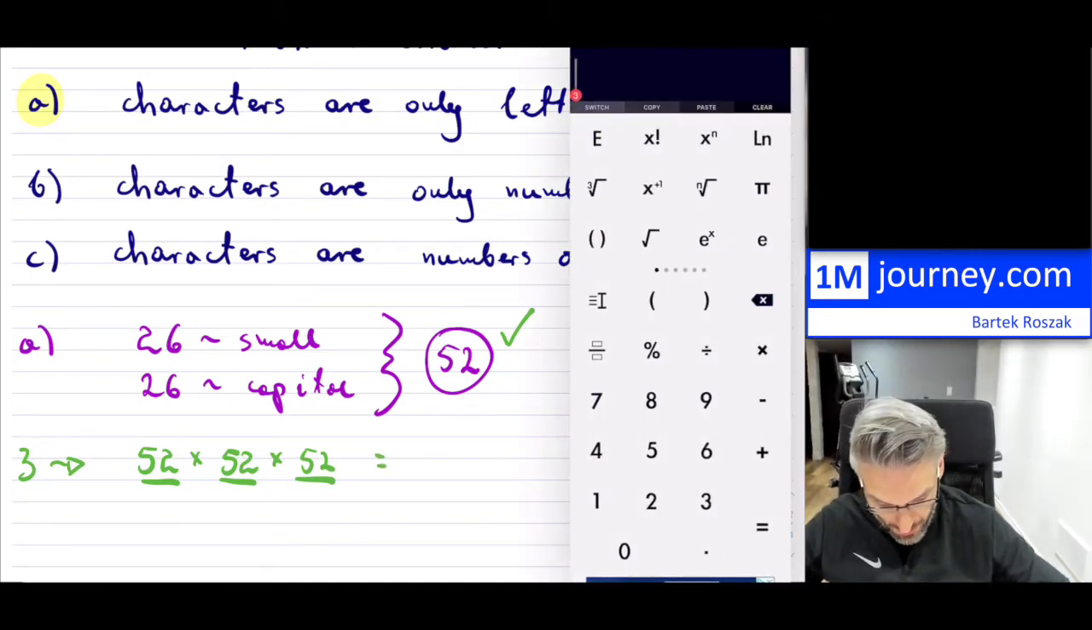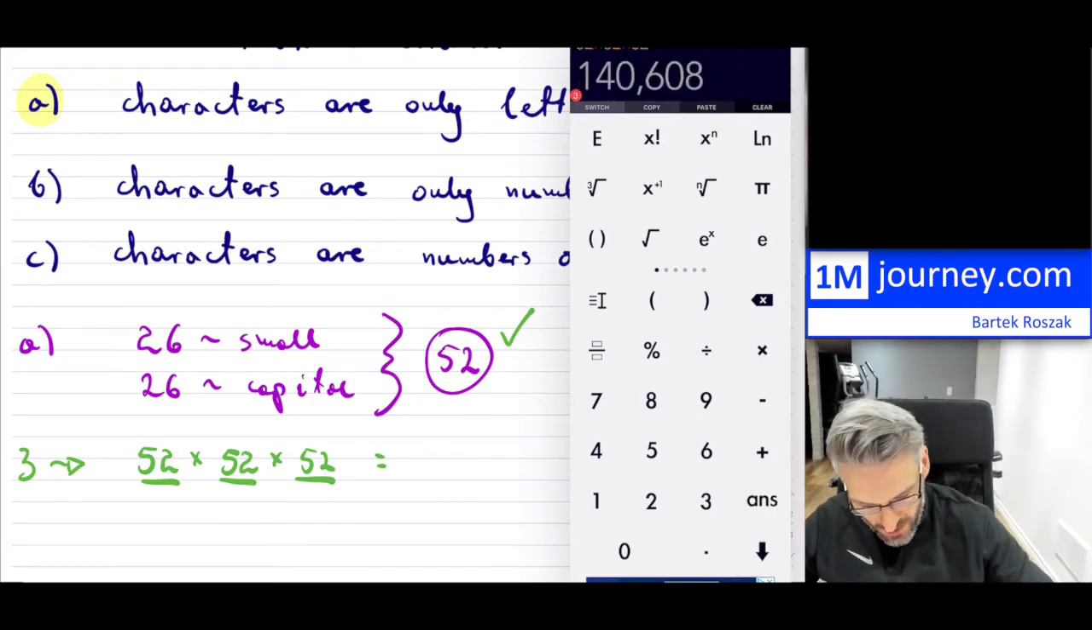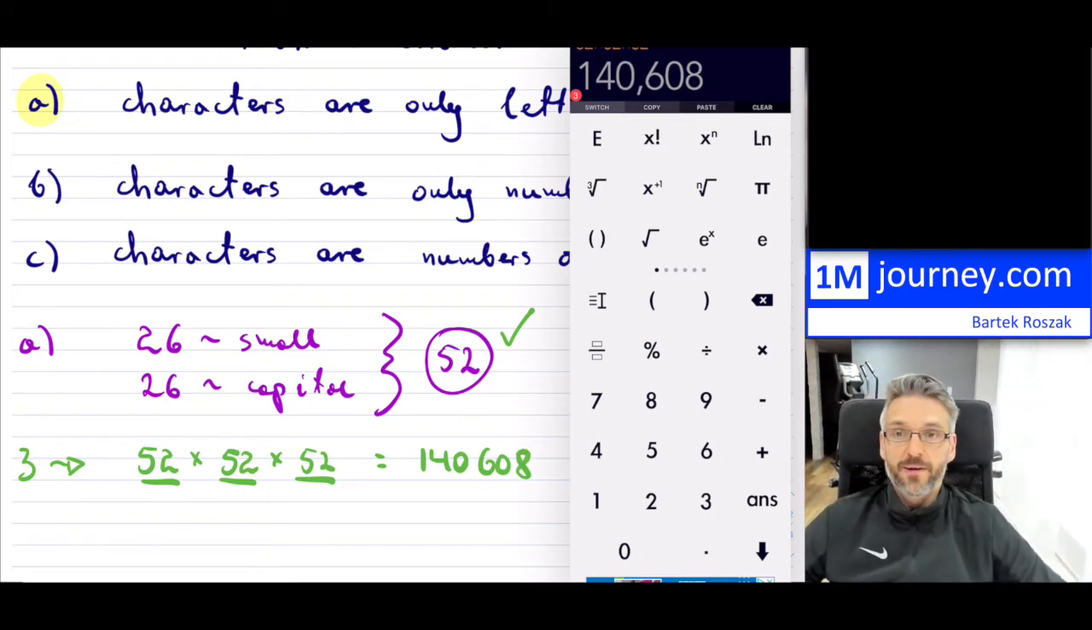Now it's going to be a pretty big number. So 52 times 52 times 52 gives us 140,608 possible outcomes here. It's quite a bit. If you include all the letters, both small and large, it's quite a lot.